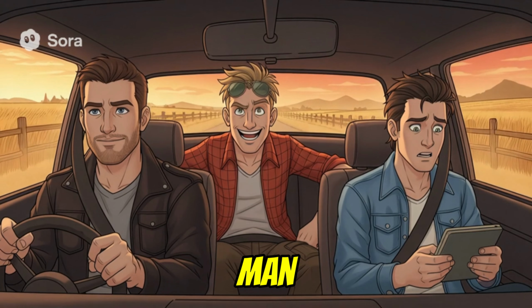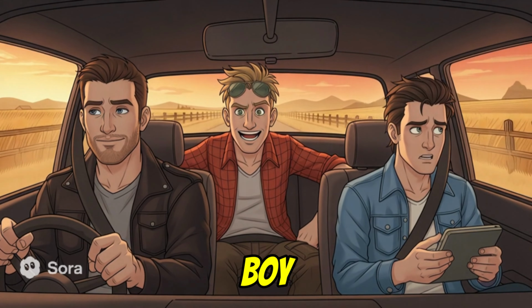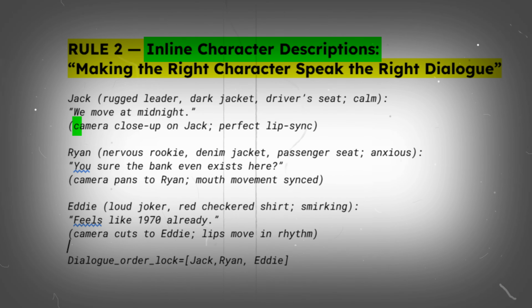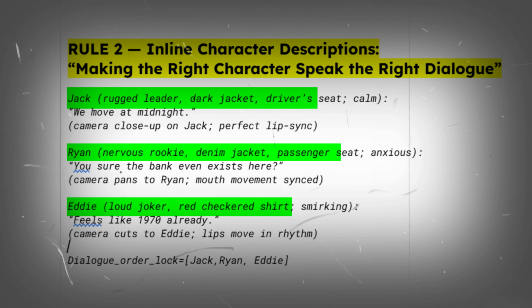And you can see Sora 2 mixes up who's speaking. Jack, the man in the dark jacket at the driver's seat, is speaking Ryan's dialogue, the denim jacket boy. The camera focus jumps randomly. Now, let's fix it with another prompt with inline descriptions, camera focus and lip sync cues. Here's the same dialogue again, but this time we've added inline character descriptions, camera focus, and lip sync cues. Now let's use this prompt and generate video.